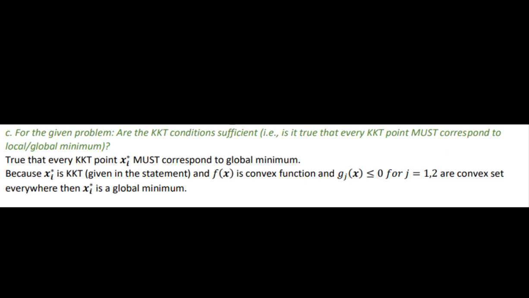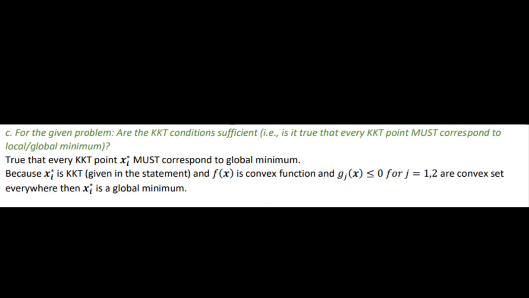So the global might be anywhere. Not only global, the local minimum could be anywhere. And you identified some points which may not even be local minima. There could be some points which are not KKT but are local minima, and one of them could also be global. So if this is no, then we have no control.